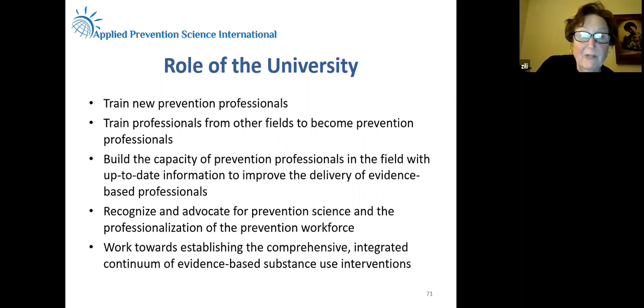We want them to recognize and advocate for prevention science. I think that's another role of the university, to say, yes, there is a science out there for prevention, and it's important to support that. And to work towards the goal of establishing comprehensive, integrated, continuous services in a community.